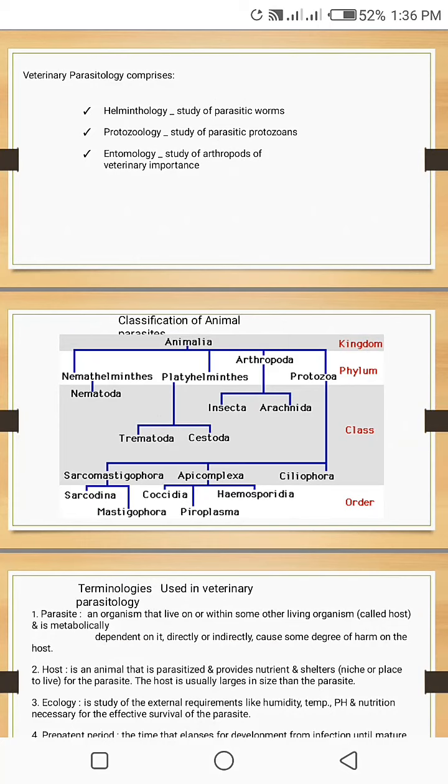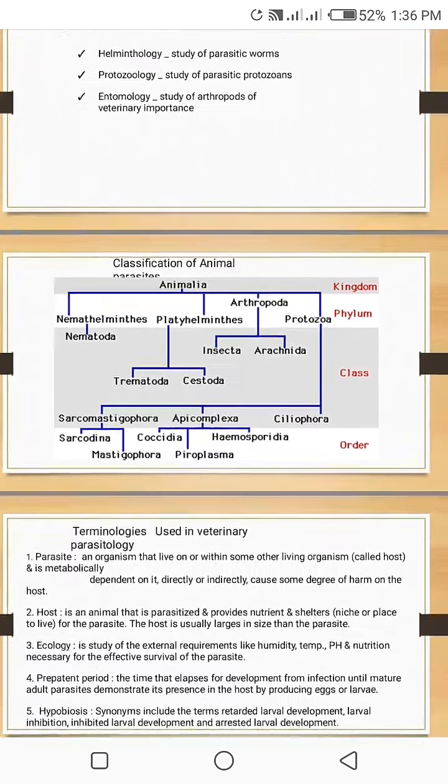The third one is protozoa. Protozoa are divided into sarcomastigophora, apicomplexa, and ciliophora. Sarcomastigophora are classified into Sarcodina and Mastigophora, and apicomplexa is divided into Coccidia, Hemosporidia, and Piroplasma.